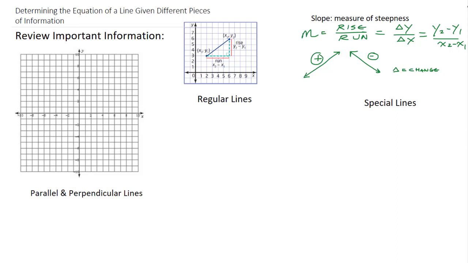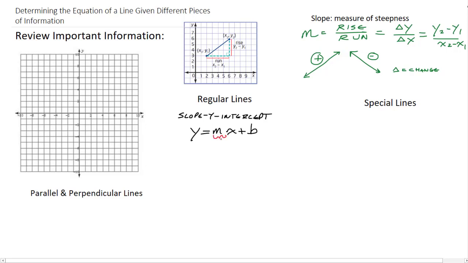Okay, continuing along, let's talk about our equation of a line. There's different forms of it. The first one, let's remind ourselves, is called slope y-intercept form. That's the one that you're probably most used to, y equals mx plus b. All right, so why do we call it slope y-intercept form? Because the m is the slope and the b is the y-intercept.